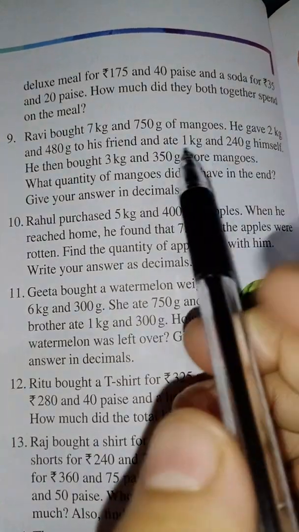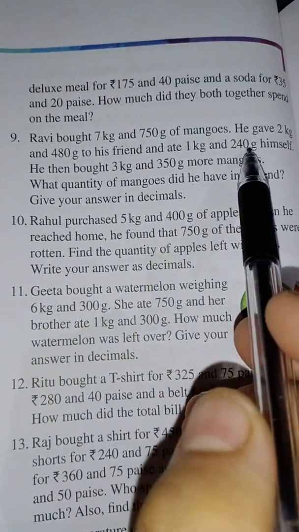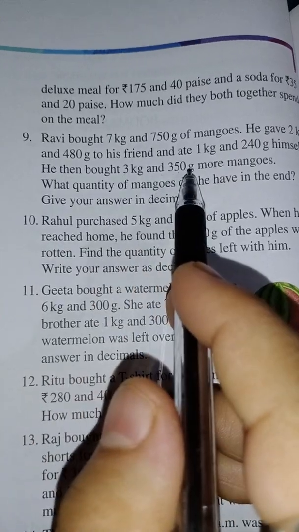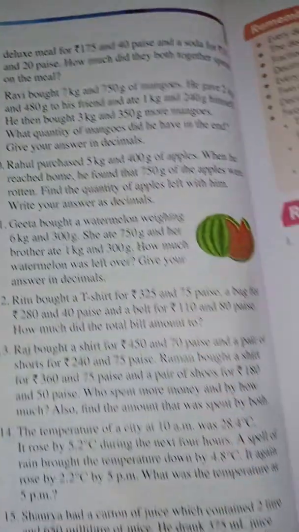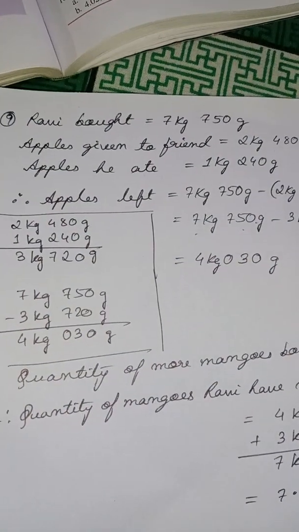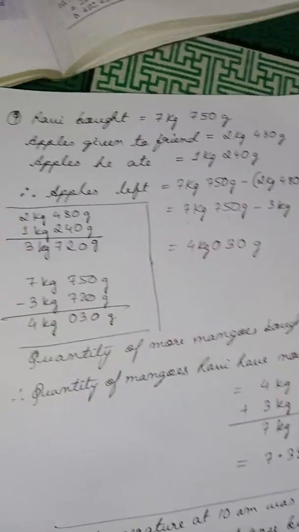So what will you do first? We will first find out, when he gave this much and he ate this much, what was left. With that we will add again the quantity of mangoes that he has purchased and we will get our answer. So Ravi bought 7 kg 750 gram mangoes. It was mangoes, I wrote apples by mistake. Okay.